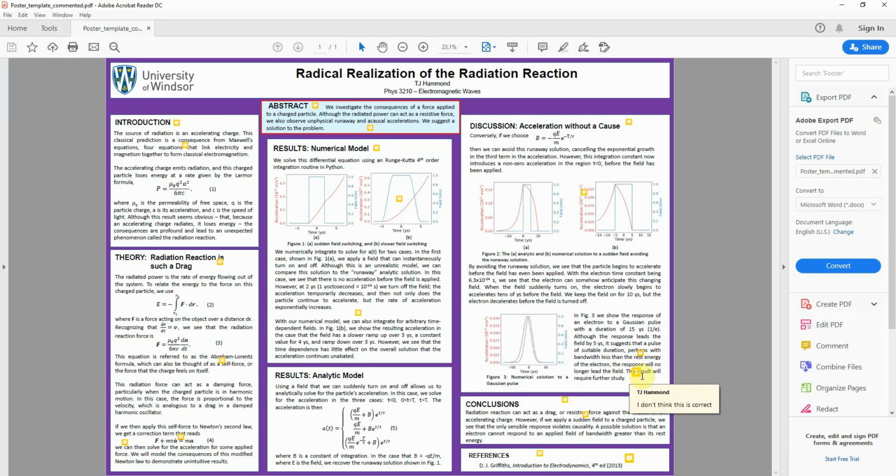So I mentioned that, but I don't make a very strong argument about it, and so my comment is I don't think this is correct, because there's a lot of conversation that seems to require quantum field theory and things like that, which this poster does not delve into. So anyways, that's basically why I say I don't think this is correct. I don't know how I would mark that, but I would probably take off a few marks for something that's not substantiated.